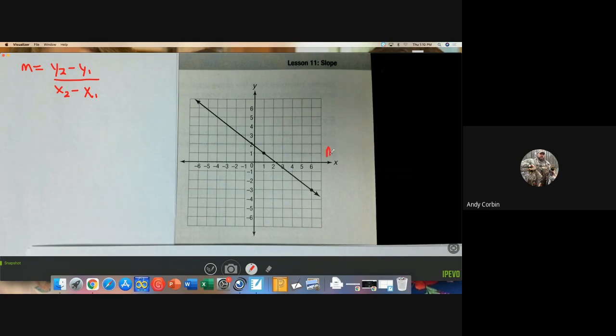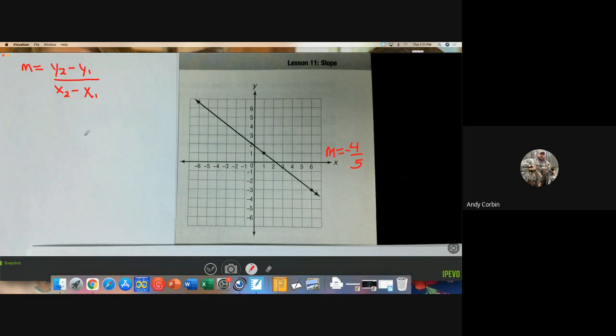Okay, so we know that this slope is -4/5, right? Wait, I just said negative. Well, it's either -4/5 or 4 over -5. Either one's the same, right? Yeah. Because the signs are different, your answer is going to be negative.